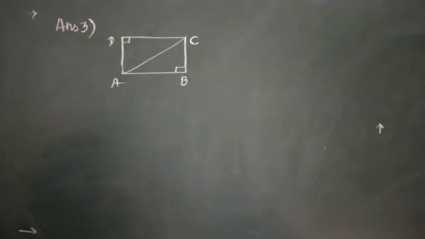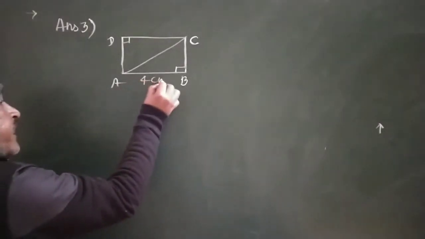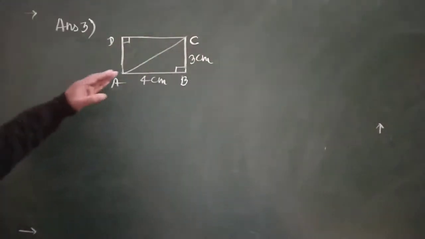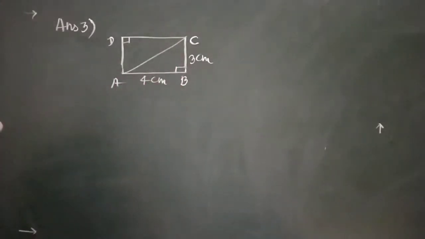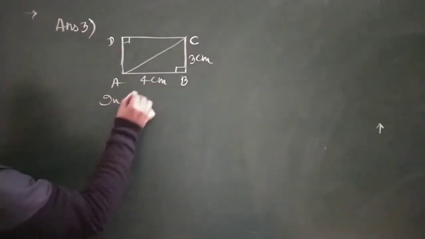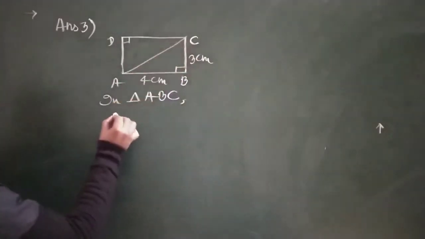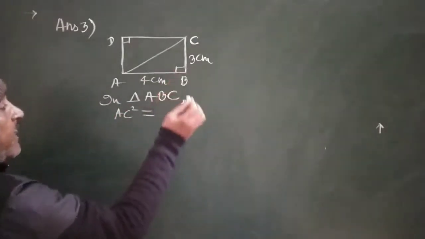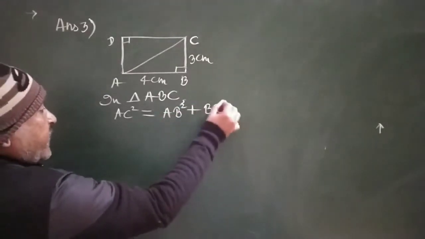Now what we needed, two sides are given to us, 3 centimeter and 4 centimeter. Larger side is 4 centimeter, smaller side is 3 centimeter. And what we have to do, we have to find out the length of its diagonal. See, ABC is a right angle triangle, so we can apply the Pythagoras here. Means in triangle ABC, we all know Pythagoras, the square of the hypotenuse is equals to the sum of the square of the other two sides, means AB square plus BC square.